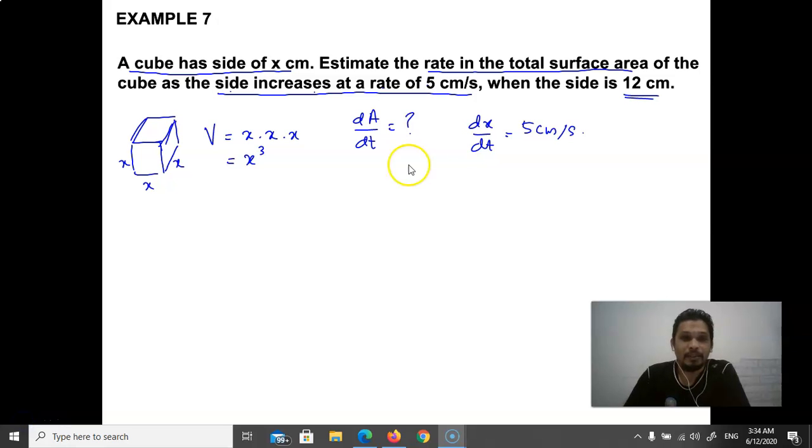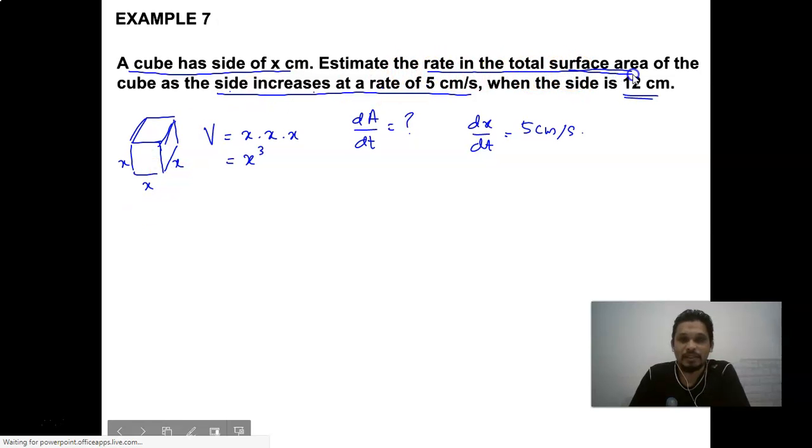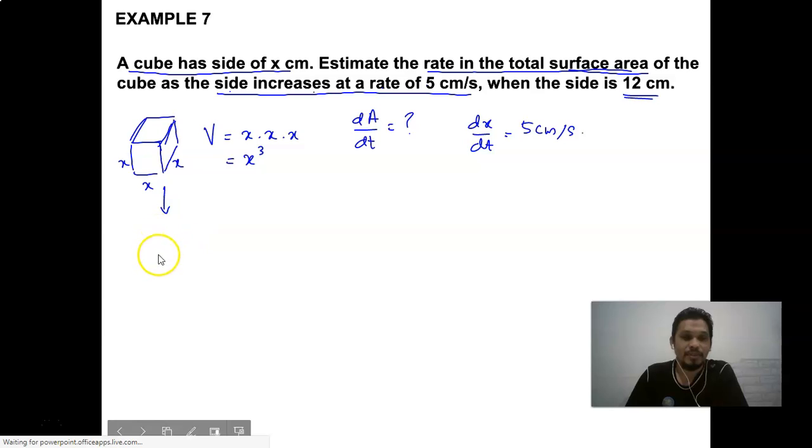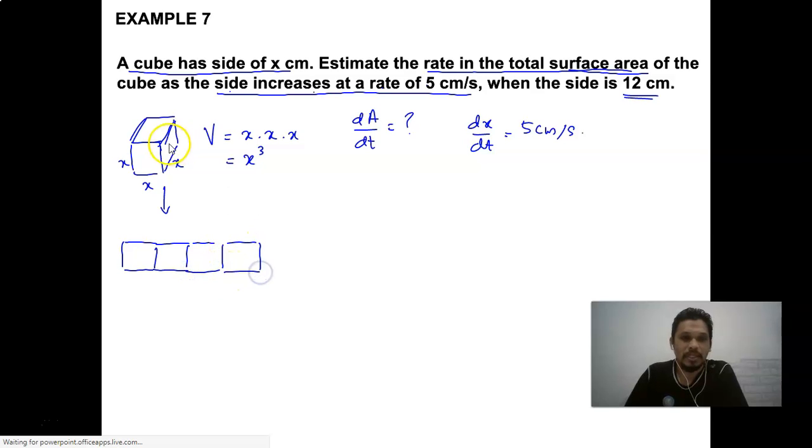So, a cube, if I imagine that, estimate the total surface area. Okay, class, the side increases. Let's say if I open up this box, it's going to be something like this. Let's say there are sides of the box.